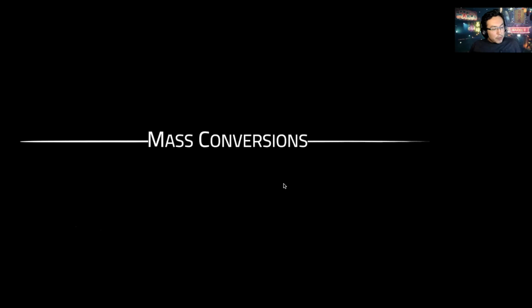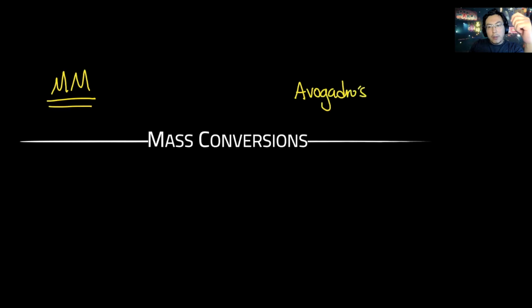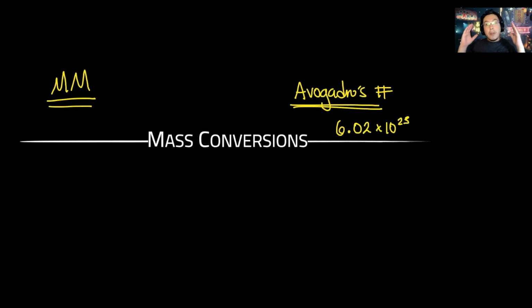Now for mass conversions. In mass conversions, it's important that we have in mind both the molar mass, which we have just previously seen how to get, and also Avogadro's number. Remember, Avogadro is also a constant. It's a constant number, and we'll be using 6.02 times 10 to the 23rd. These two things are the pillars of everything that happens for mass conversions, specifically in stoichiometry.